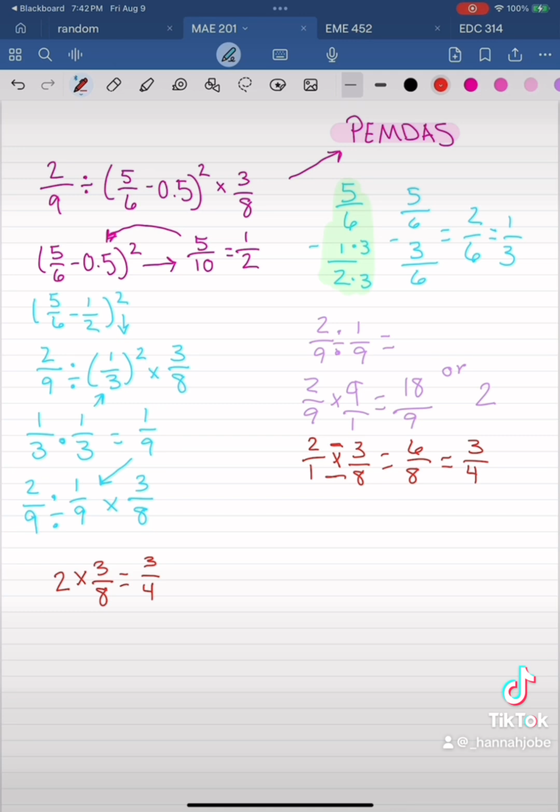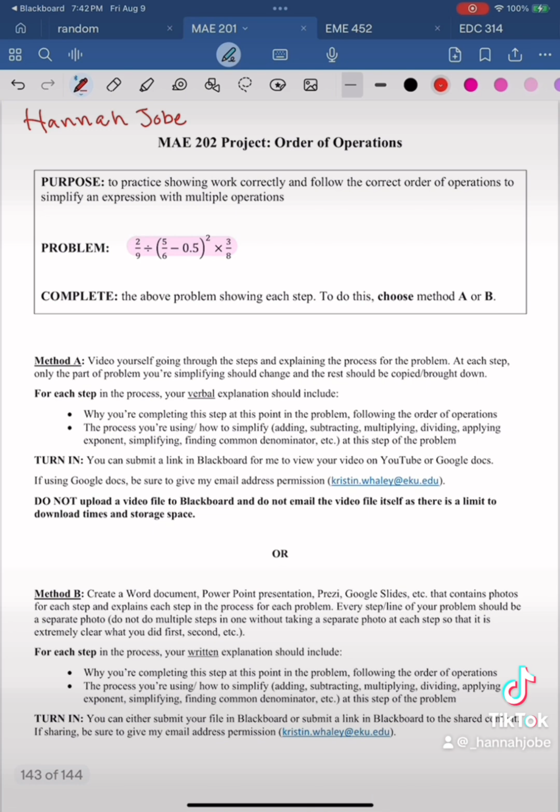And that is how we use the order of operations to solve a problem. So we need to just come back to the other page, over here, and then just put the answer, 3/4.